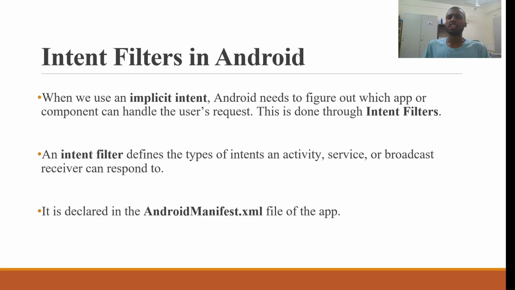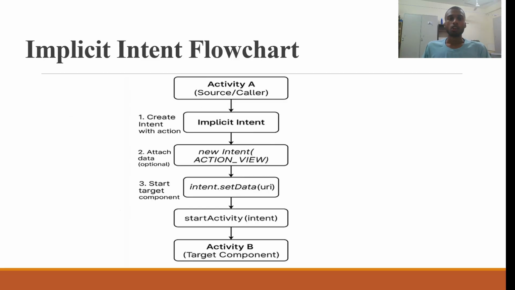What are these intent filters in Android? When we use an implicit intent, Android needs to figure out which app or component can handle the user request in a better way. This is done through intent filters. An intent filter defines the types of intents an activity, service, or broadcast receiver can respond to. These are declared in the AndroidManifest.xml file of the app. Next, we'll see the flow chart of how the implicit intent works.